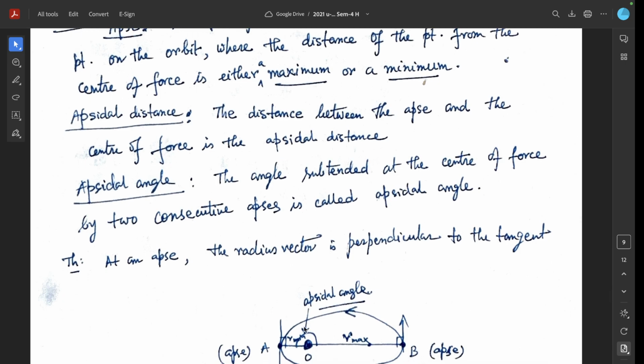And this maximum and minimum distance, the distance between the apse and the center of force, this is the R max, and this is R min, the maximum and minimum absolute distance. And the apsidal angle, the angle subtended at the center of force by two consecutive apses, is called the apsidal angle. So this is the apsidal angle. And at an apse, the radius vector is perpendicular to the tangent. This radius vector is perpendicular to the tangent.